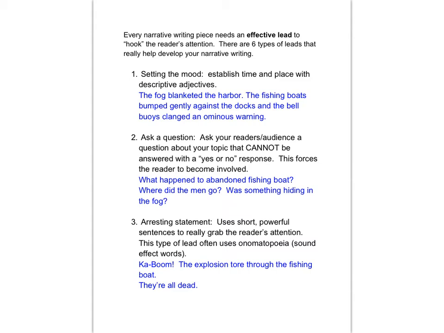So I've written 2. The first one is kaboom! The explosion tore through the fishing boat. So that gives you a sense of sound. You know there's been an explosion. The second one, I've used only 3 words, but I tried to make them really powerful. They're all dead. That lead, you're like, wow, I need to read more to find out. And if that's the first sentence in your story, you're going to hook your reader.